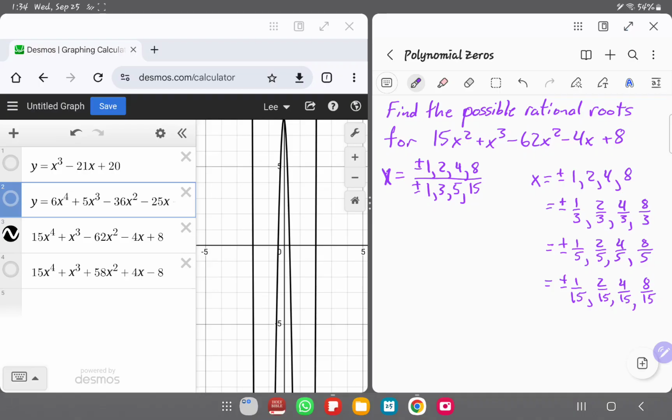All right, for this one we have: find the possible rational roots for 15x to the 4th plus x cubed minus 62x squared minus 4x plus 8. I'm going to make that 4 a little bit clearer. Possible rational roots, right? You're going to take those factors of 8 over factors of 15, right? So we got the plus or minus 1, 2, 4, and 8, and 1, 3, 5, and 15. And then I go ahead and list them all out. And this is the big list that I get, right?